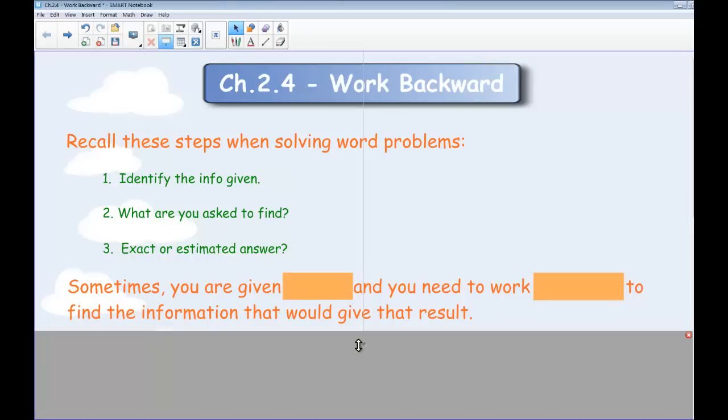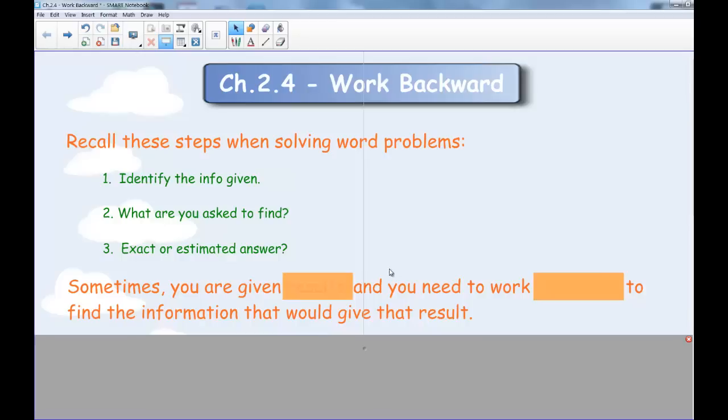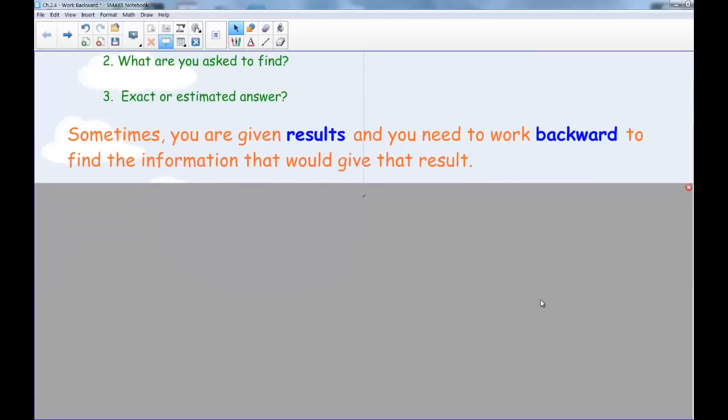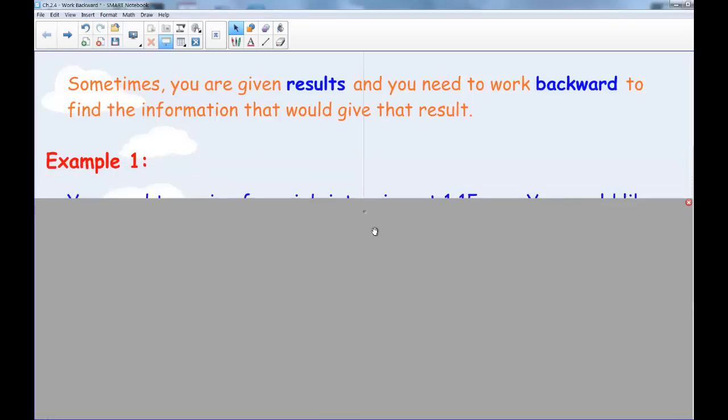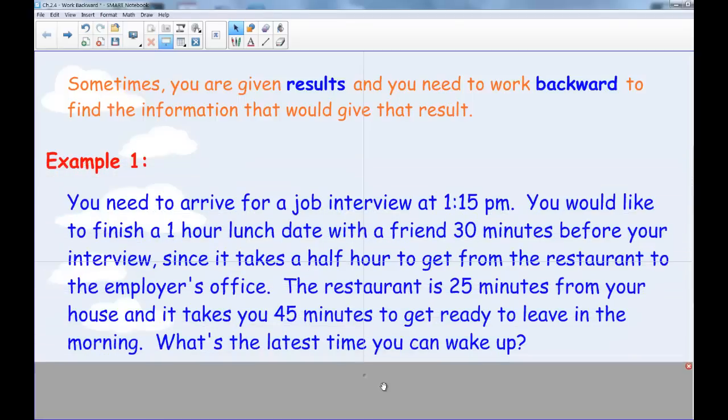Now sometimes the kind of questions that you're given are a little bit different in the sense that you're given a result and you actually need to work backward to help find the information that would give you that particular result. So the kind of examples that we're going to see today in this chapter are ones where you need to work backwards through the problem to come up with an answer that would give you the particular result that is given to you in the problem. So the first example looks like so.